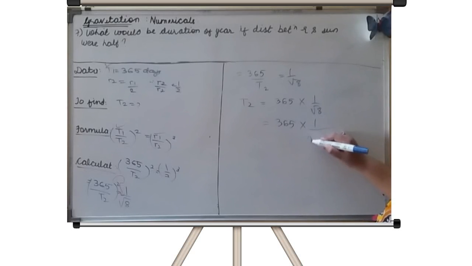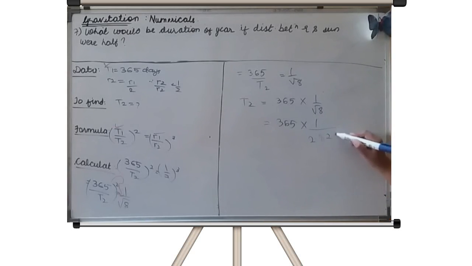It is 2.828 divided by 1 and multiply with T2. You will get the duration in days.